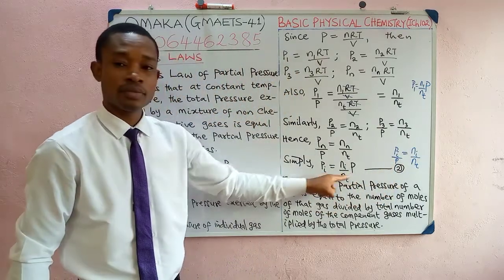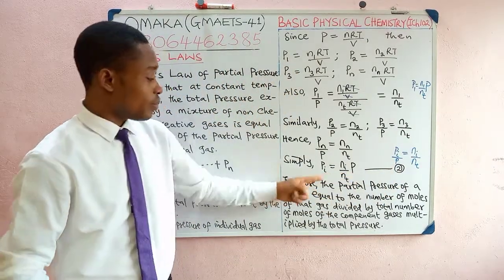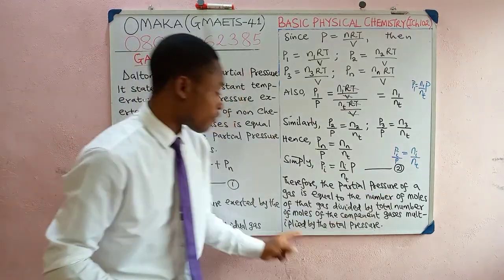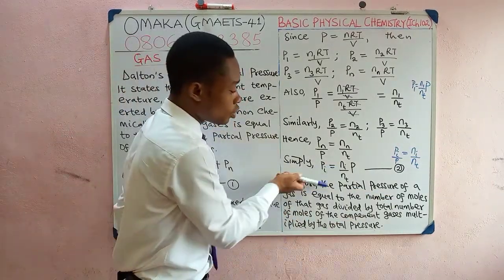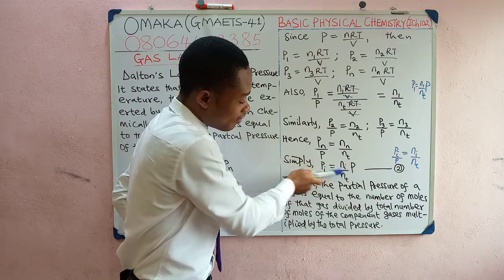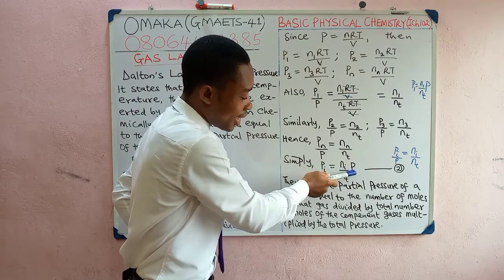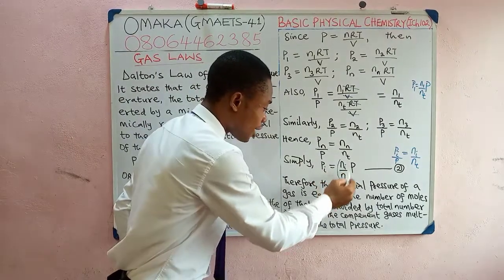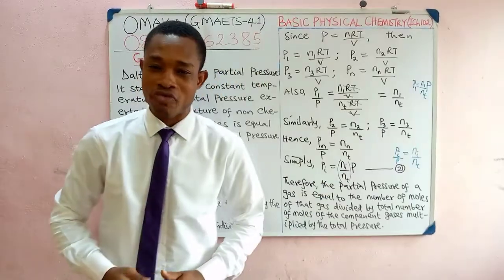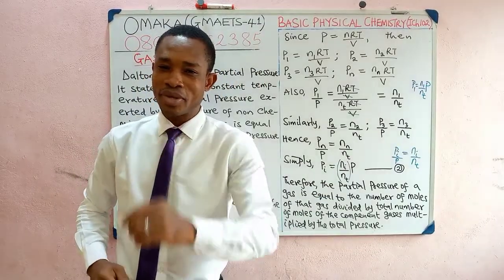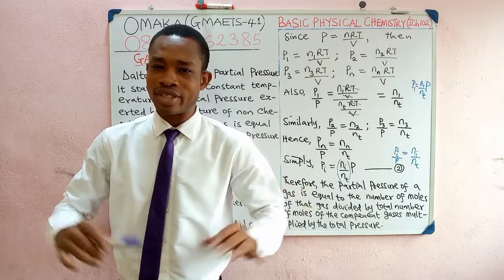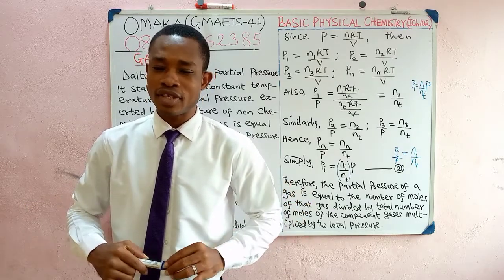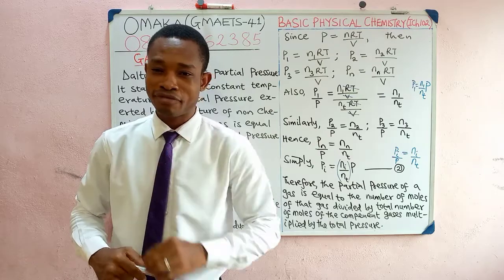Look at it. So you see, this simply means that the partial pressure of a gas is equal to the number of moles of that gas divided by the total number of moles times total pressure. This quantity ni over nT is called the mole fraction. In the next video, we're going to explain that important quantity that we encounter in basic physical chemistry, mole fraction.